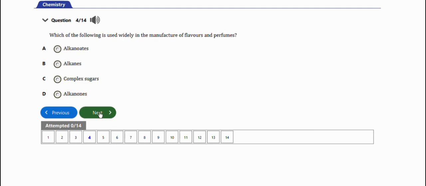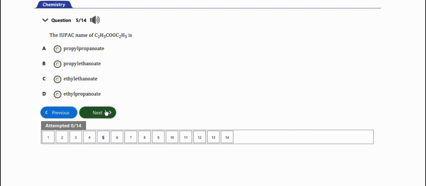The next question asks, which of the following is used widely in the manufacture of flavors and perfumes? It will be an ester basically, or alkanoate. Either I call it alkanoate or ester. So the right answer is option A. Let's take the next question. They say the IUPAC name of this is what? Because we have 2 carbon atoms after the second oxygen atom here, it's going to be ethyl propanoate. So option D, ethyl propanoate, is the right answer.